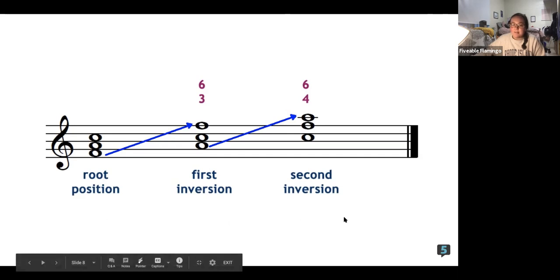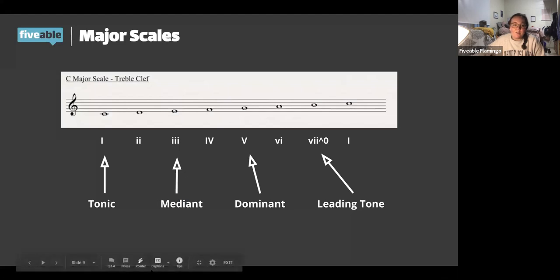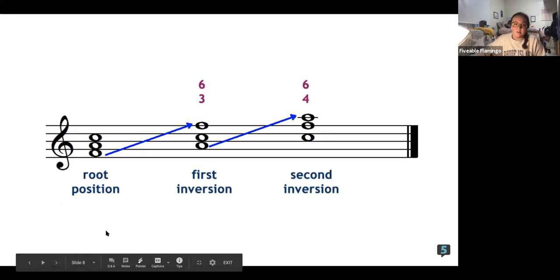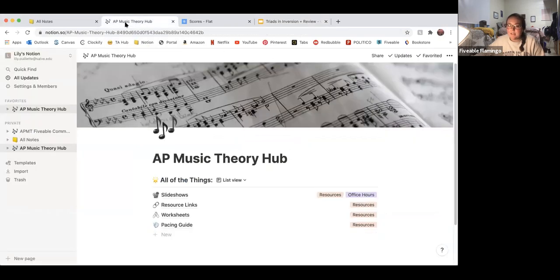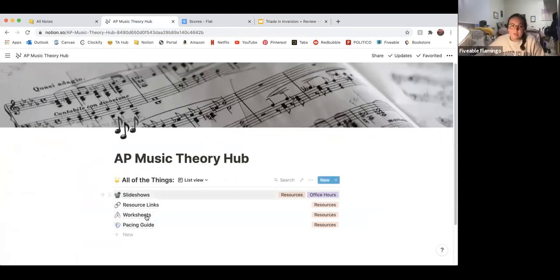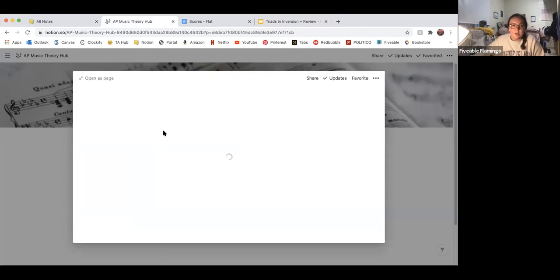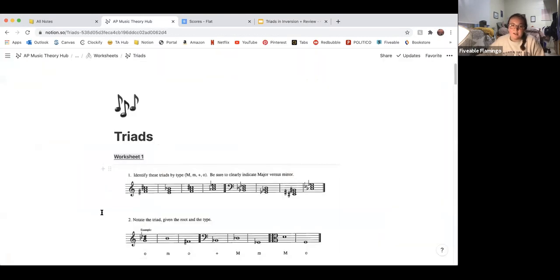How are we feeling about that? Okay. Before we do this, I want to go to the Notion and show you guys. Vanessa, have you been able to go to the AP Music Theory Hub I had shared? Yeah. So when we go on here, you go to Worksheets, and then we're going to go to Triads, because that's what we're working on.